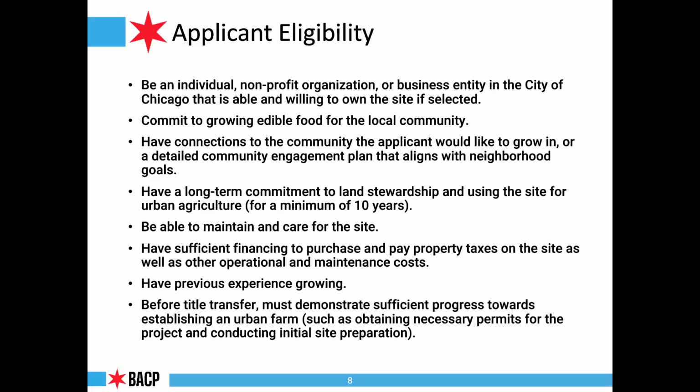And before the title process or transfer process can begin, the grower must have shown us sufficient progress towards establishing the site as an urban farm. So that would be things like obtaining all the necessary permits and everything else for the infrastructure to be installed at the site.